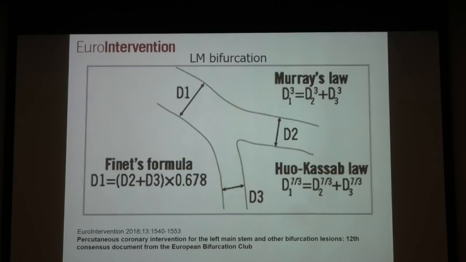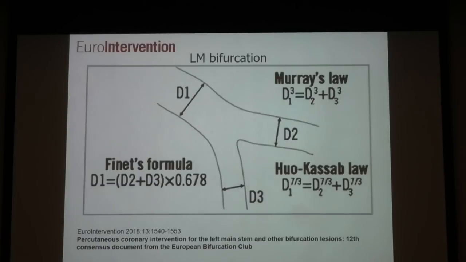The next one gives you left main to the power of 7 over 3 equals D2 to the 7 over 3 plus D3 to the 7 over 3. But the easiest formula is Finet's formula. Finet's formula says D1, which is the left main, equals LAD plus left circumflex multiplied by 0.678. Forget 0.678, use 0.7. Let's say the LAD is 4 and the circumflex is 3. 4 plus 3 is 7, multiplied by 0.7, gives the left main as 5. So it is the easiest formula and I usually use this formula.